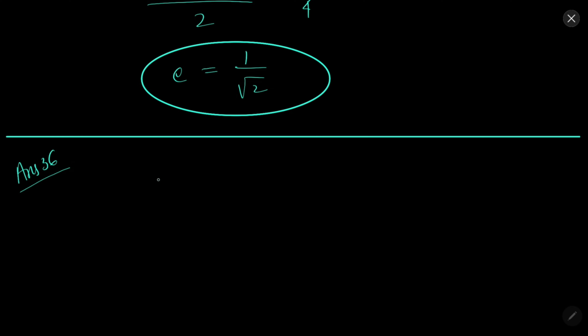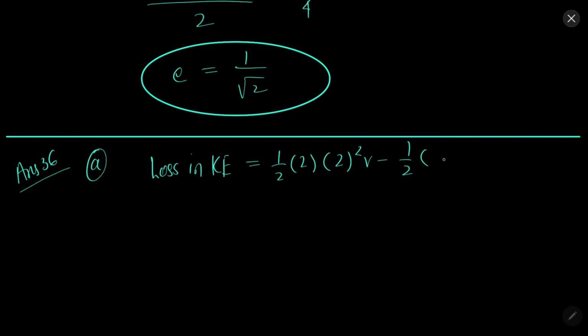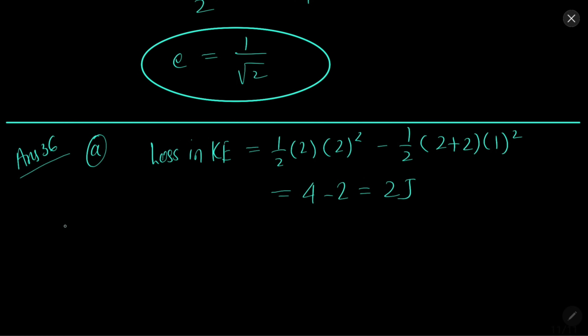Solution 36. So A part. Loss in kinetic energy during inelastic collision can be given by this: half 2 into 2 square minus half 2 plus 2 into 1 square. So we will have 4 minus 2 equal to 2 joules. So this is the loss in kinetic energy, this is the maximum loss, and if actual loss is half of this, that is 2 by 2, that is 1 joule.